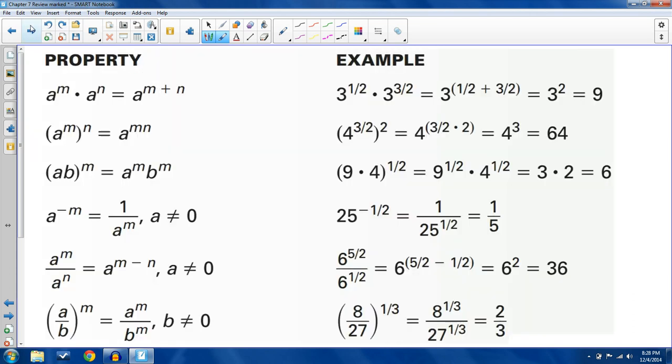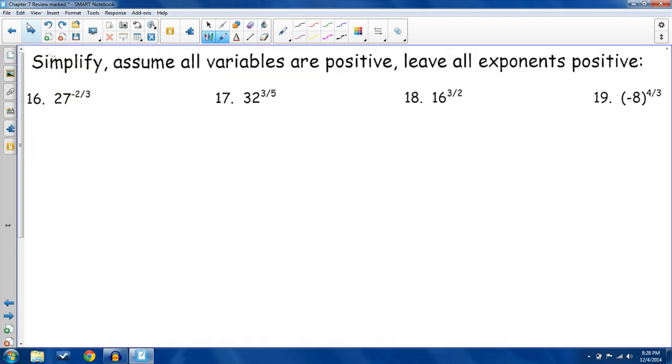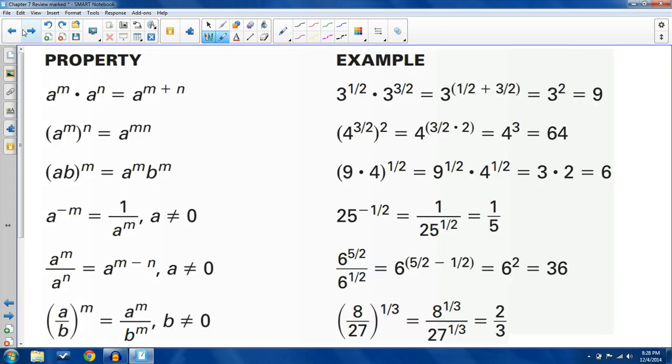All right, here we go. Do I want this page right here? I'm actually going to jump to. Yeah, let's do this. So, in terms of simplification, we will do properties. Okay, here are properties and examples.